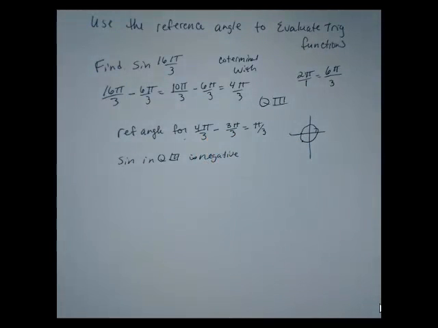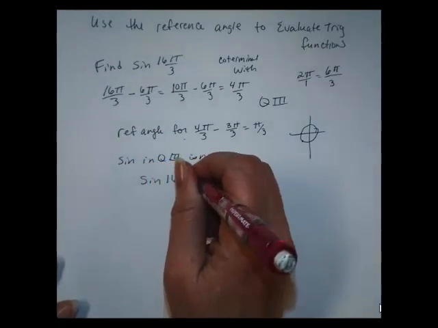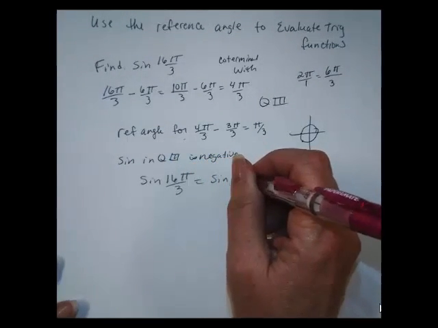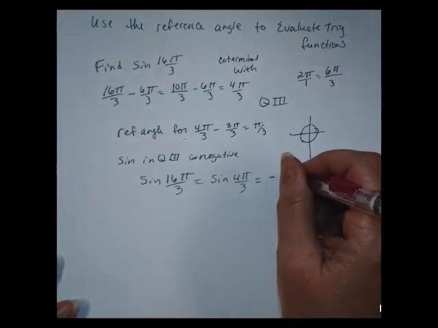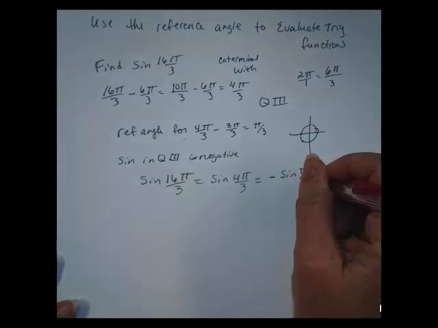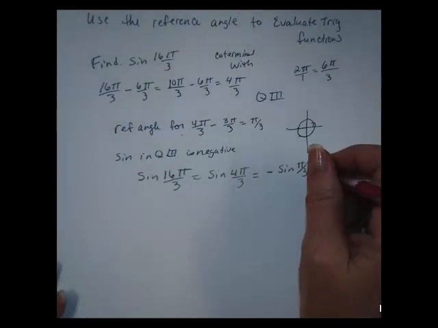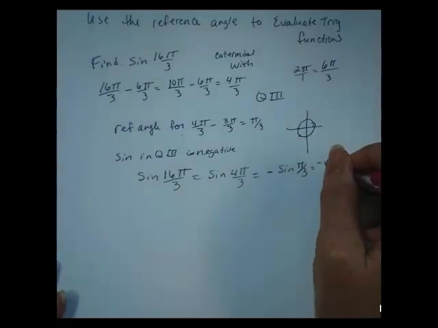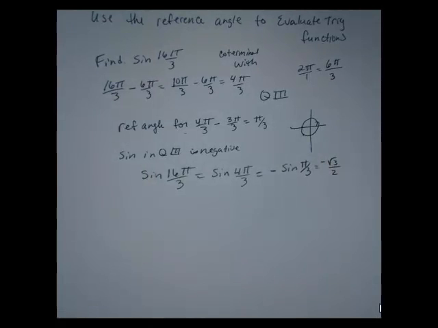So if sine is negative, then that tells us that the sine of 16 pi over 3 is equal to sine of 4 pi over 3, which is equal to the negative of sine of pi over 3. And the sine of pi over 3 is going to be the square root of 3 over 2, so the answer is negative square root of 3 over 2. And that comes from our terminal point.